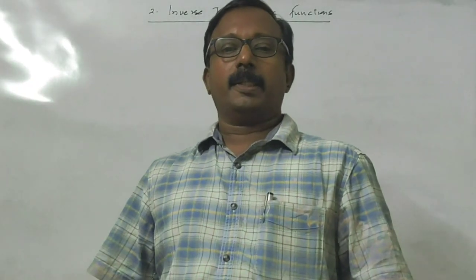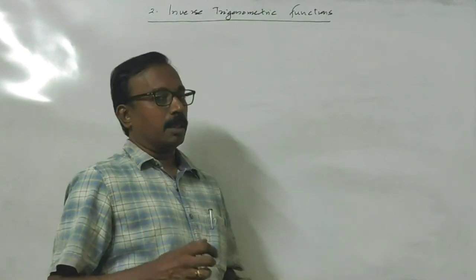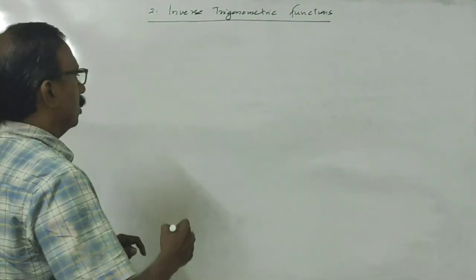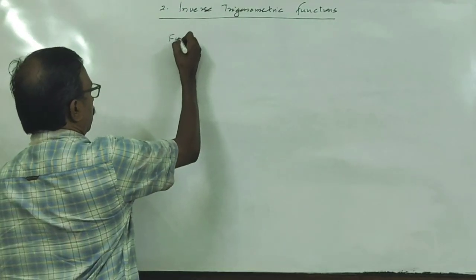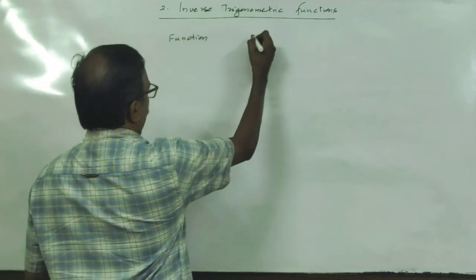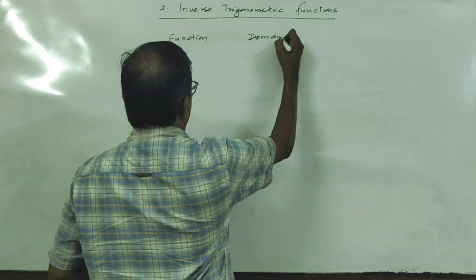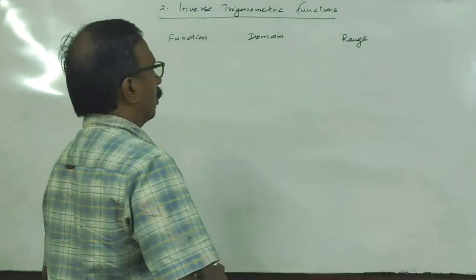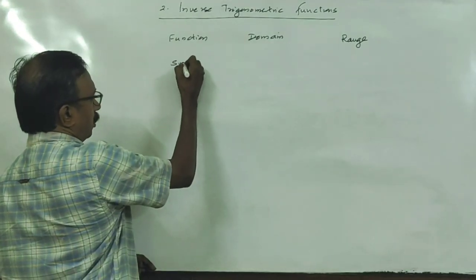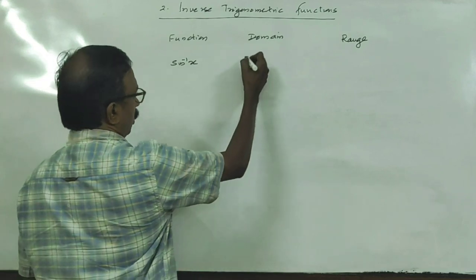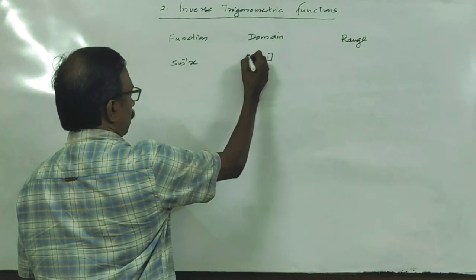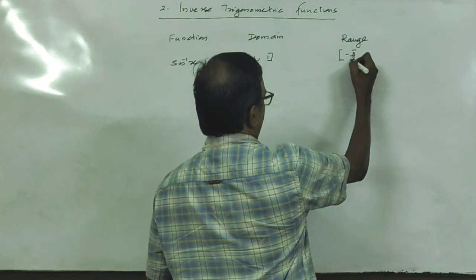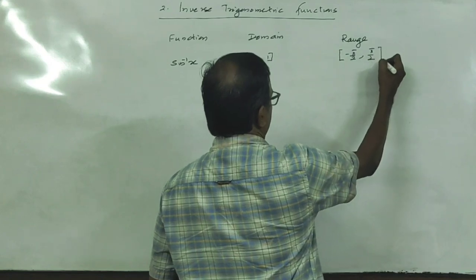Now we are going to find the domain and range. Range means the principal value of these functions. For sin inverse x, the domain is minus 1 to 1, and the range is minus pi by 2 to plus pi by 2, isn't it?